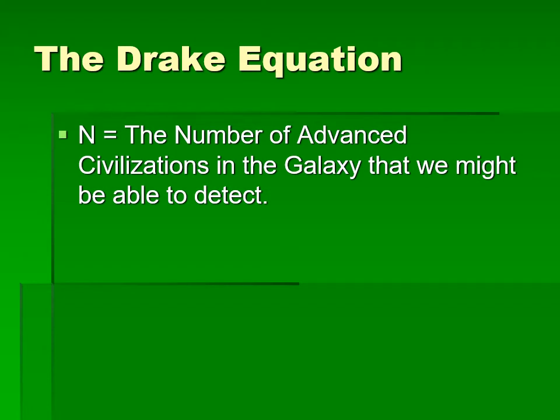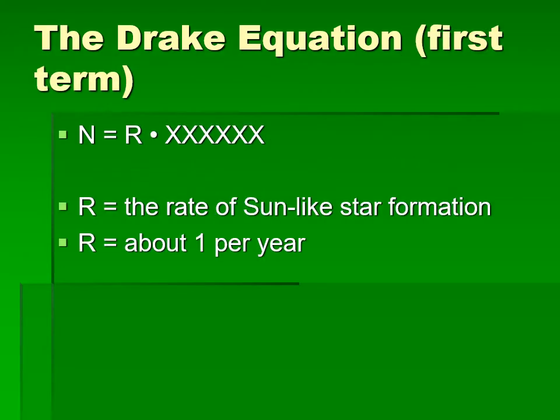First, what we're trying to figure out is how many advanced civilizations are there out there. Okay, and it's equal to a variety of things. So the first term is R, the rate at which sun-like stars form. And we've pretty well determined about 1 per year.